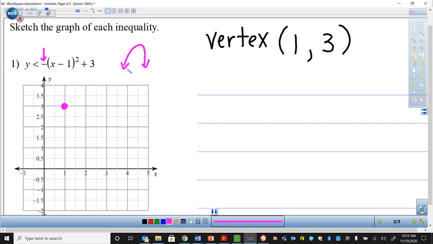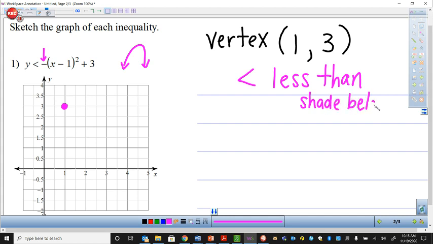Okay, now there's one more new thing about this. See the symbol in the front? It's not just an equal sign in the problem. It has this symbol like this. You know what that symbol means? That's a less than sign. That means when we graph this, we're going to shade below it, or under it. If it's less, you go down, like shade below. We've done some of the shading before this year too, haven't we?